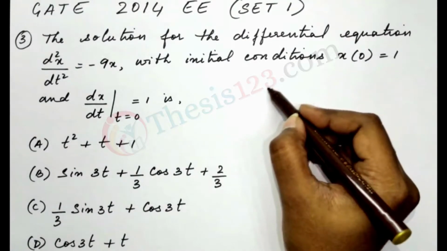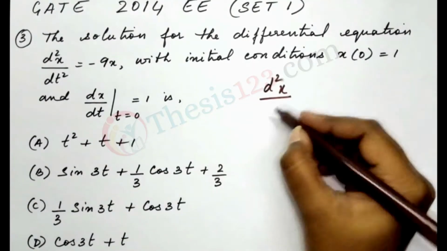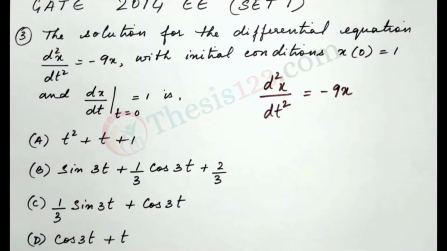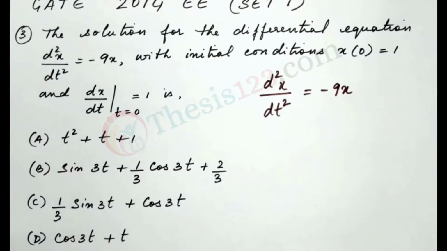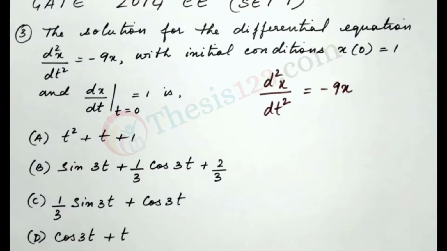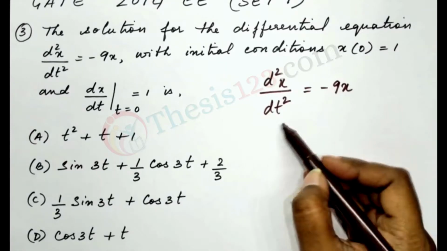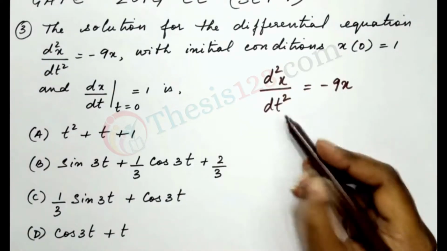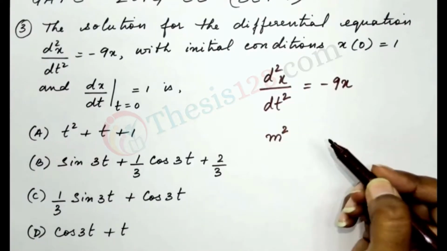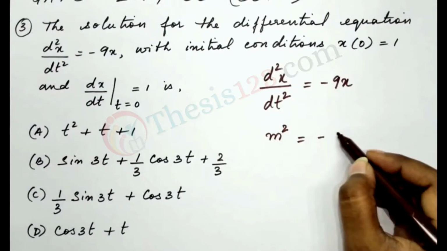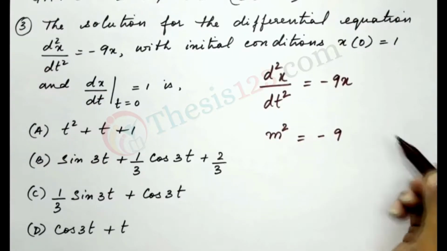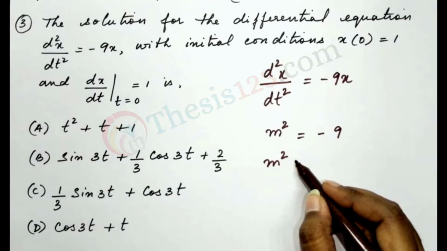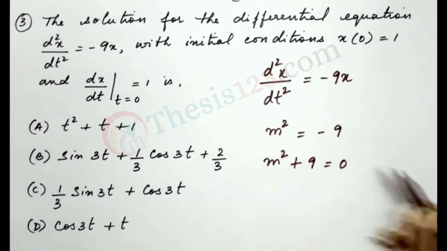The equation given is d square x by dt square equals minus 9x. In order to find the solution, the very first step is to write the auxiliary equation. For the auxiliary equation, we can write dx by dt as m, so d square x by dt square is written as m square. So m square equals minus 9. Let's bring it to one side: m square plus 9 is equal to 0.